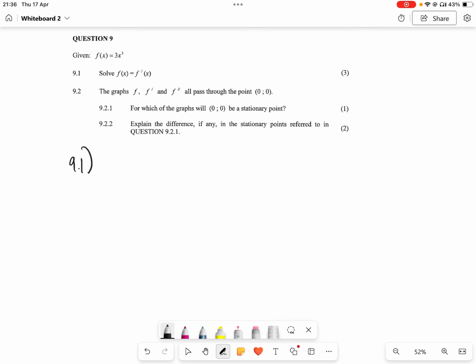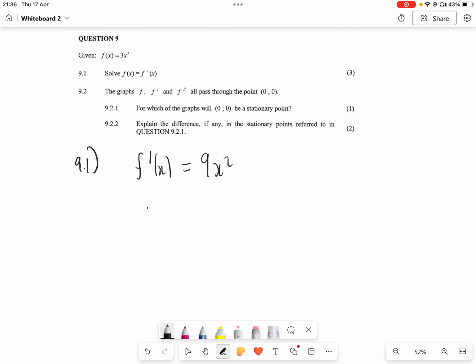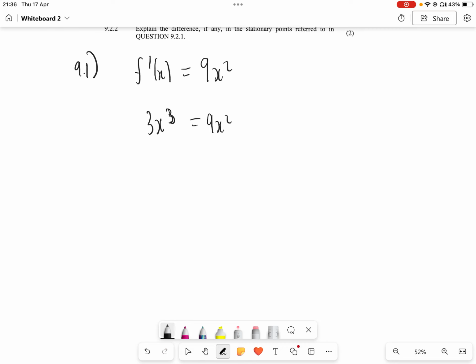Okay, 9.1. So we're going to be solving for f of x equals f prime of x. So f prime of x, when you apply the laws of derivatives, you're going to get 9x squared, right? If you equate this with f of x, it's going to be 3x cubed equals 9x squared. So now don't get tempted to divide by x squared on both sides. The best thing to do is to take 9x squared to the other side, because if you divide by x squared, you are basically losing a solution.